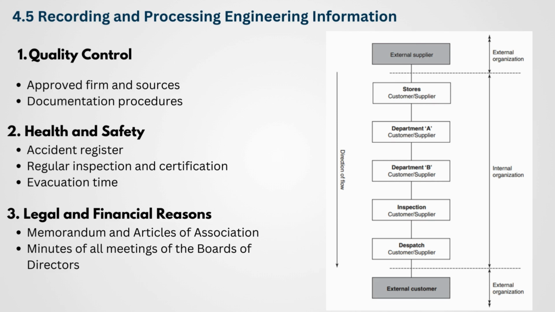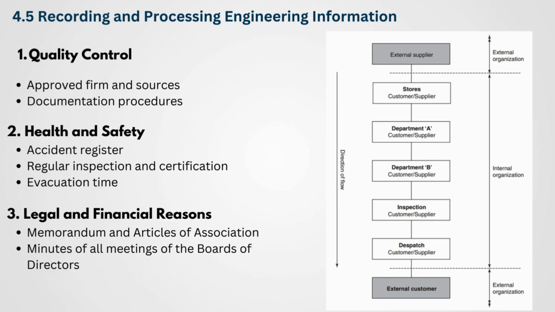Next, all the products that need to fulfill the customer's requirements must be clearly identifiable through documentation. This step helps keep track of the parts delivered to the customer from the source. As you can see in the figure on the right, this is the overall flow of the whole exchange. It starts from the external supplier to stores, Department A, Department B, inspection, dispatch, and finally to the external customer.